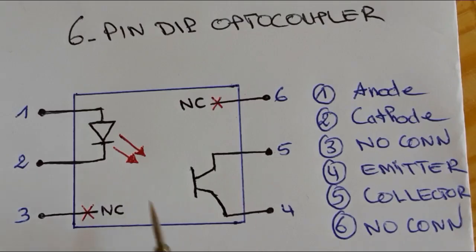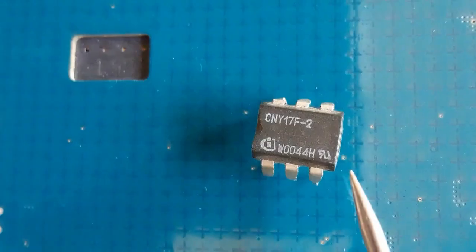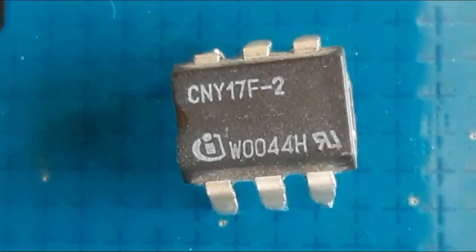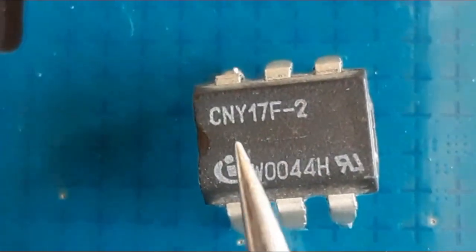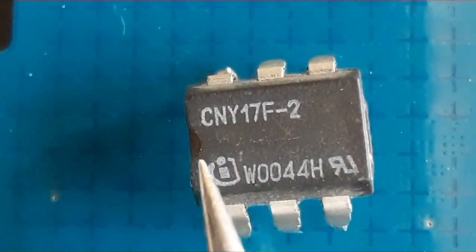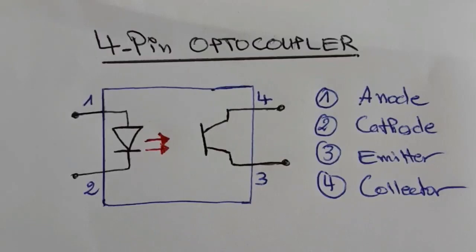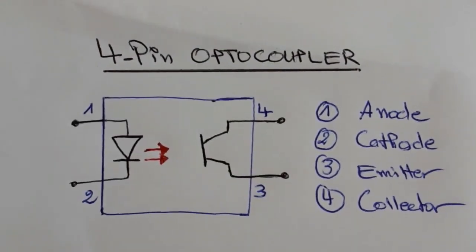So this is the circuit diagram for the 6-pin optocoupler. As you can see, it contains 6 pins, of course. Here we have a real optocoupler IC, with 6 pins. This is its reference, okay? So let's begin with the 4-pin optocoupler or opto-isolator.